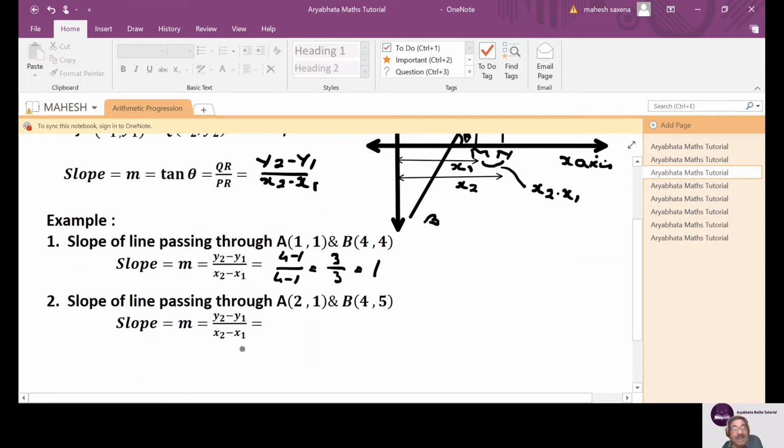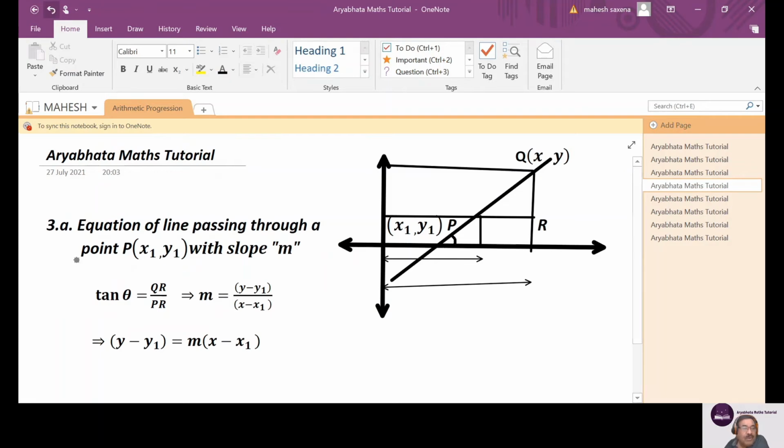Now we take the second example. Suppose we have to find the slope of the line passing through a point A whose coordinates are 2, 1 and a second point B whose coordinates are 4, 5. In this case, the slope of the line passing through these 2 points will be 5 minus 1 upon 4 minus 2, that is 4 upon 2. That is, the slope of the line passing through these 2 points will be 2.